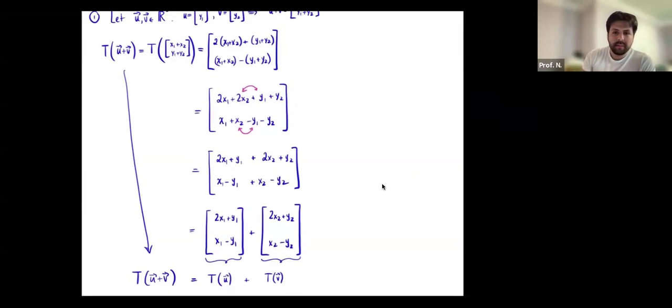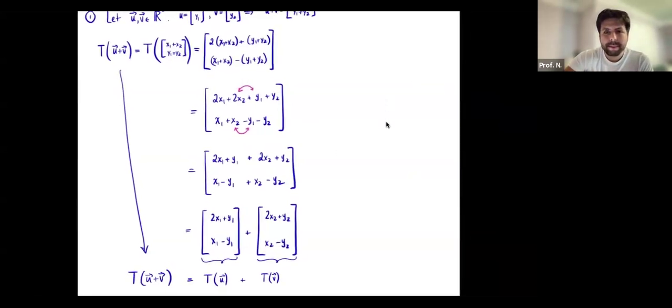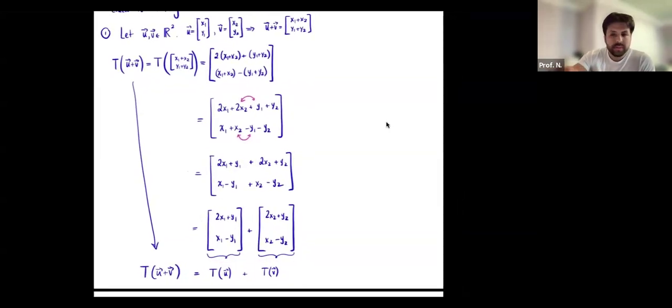So this is what I have now. Here we go. Do you guys see how I proved the first property of linearity for T? It preserves addition. The transformation preserves the operation of addition. That's what this statement here means, which is very nice. It's a very nice property to have. Any questions about this?